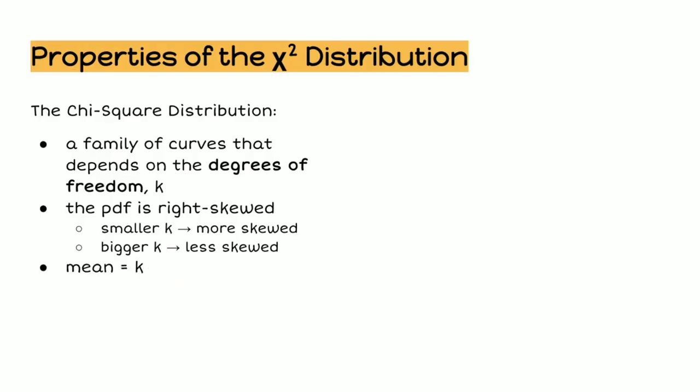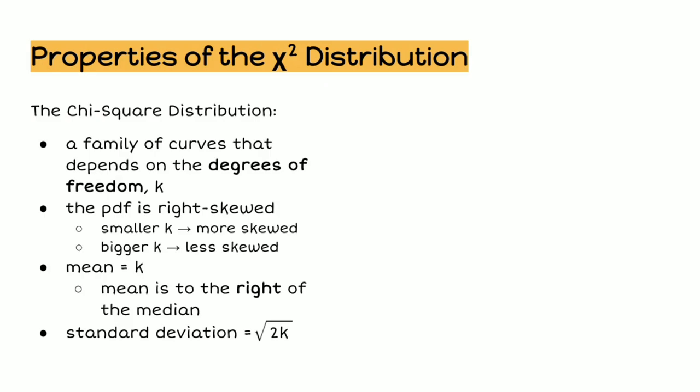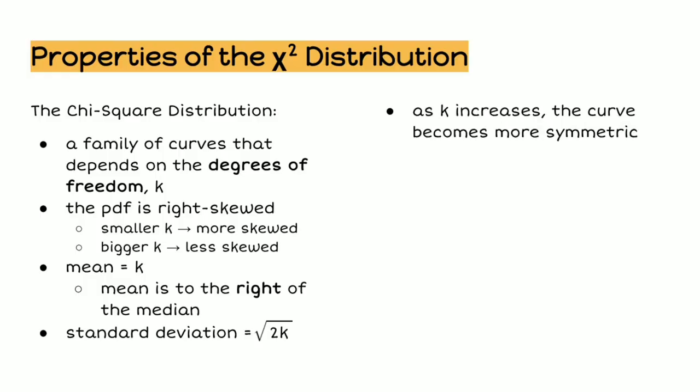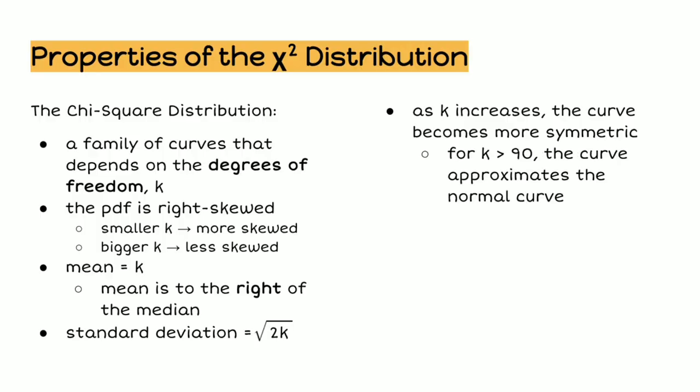The mean of the distribution is equal to that degrees of freedom. That also means the mean is to the right of the median. We know the median should be pretty close to the peak. That mean of k is going to be to the right of the peak. The standard deviation of this distribution is the square root of 2 times its degrees of freedom. As k increases, the curve is going to become less skewed and more symmetric. And for a degrees of freedom greater than 90, the curve approximates the normal curve.